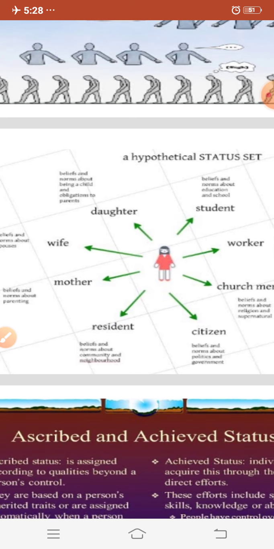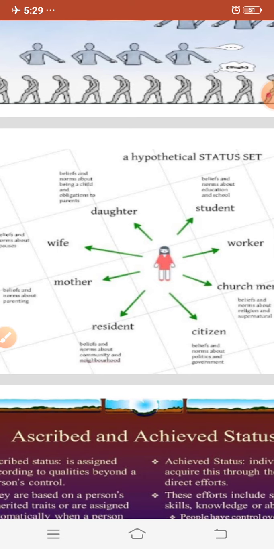So there are two concepts associated with roles, which are discussed below. Next, we have role conflict. Now, what is role conflict?